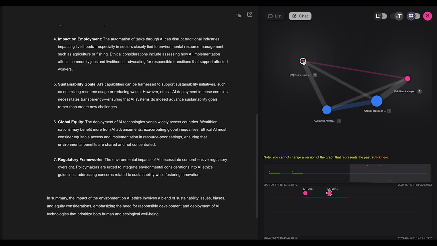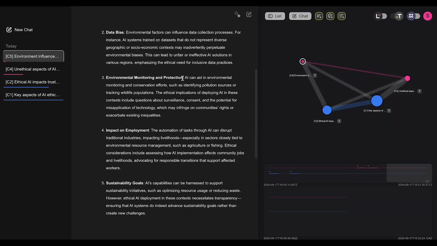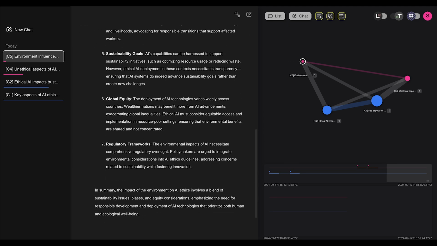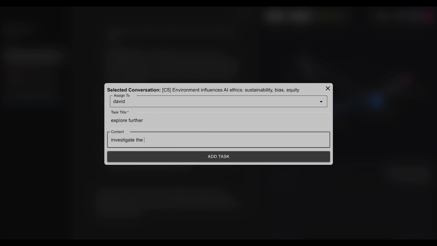Curious about C5, Sarah clicks on it to read the corresponding ChatGPT response and discovers a new aspect of AI ethics, environmental monitoring and protection. Uncertain about the validity of this information, she assigns a task to David, asking him to explore this aspect further.